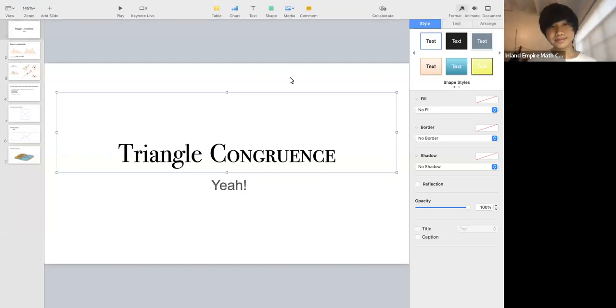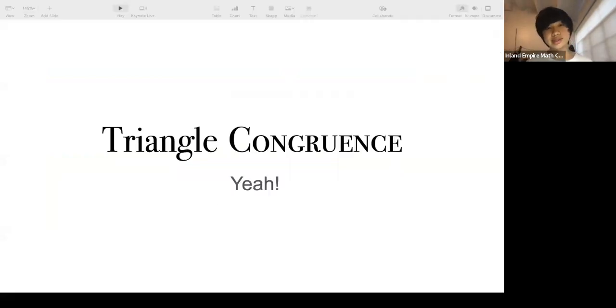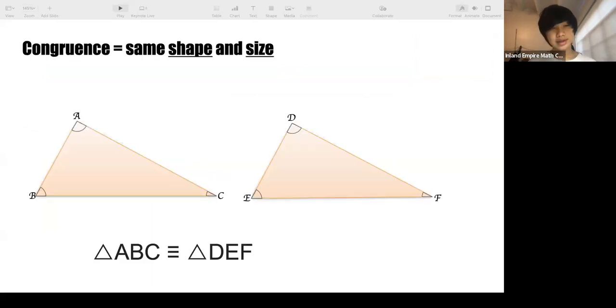Okay, so today we will be talking a little bit about triangle congruence. Have any of you actually heard about what triangle congruence is? So triangle congruence basically means that two triangles are the same shape and size.